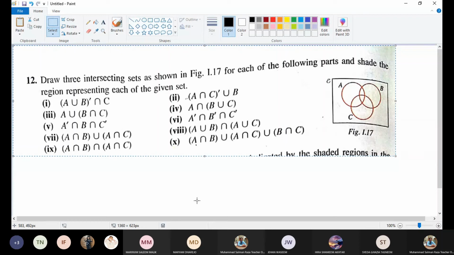This question has been taken from the review exercise of book number 3. What we get over here is a three circular diagram in front of you guys. You can see that A, B, and C are three circles which are sharing some of their parts with one another, and we are going to find them out.